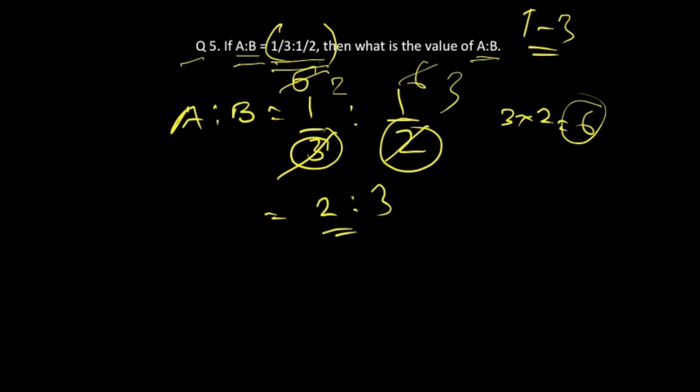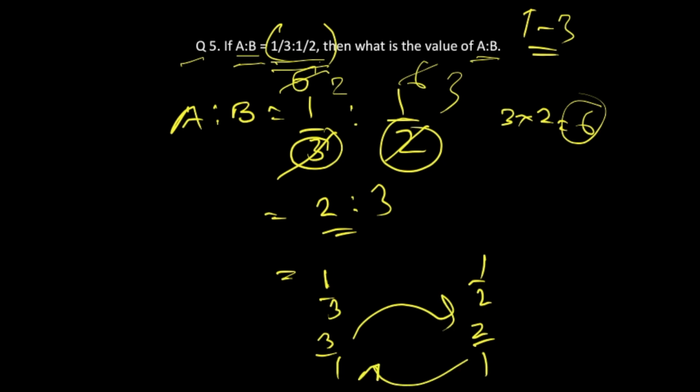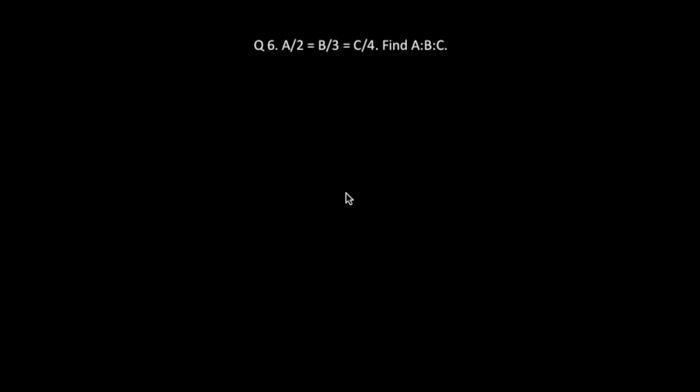This is the shortcut method, but usually what you should ideally be doing is reversing the ratio, reversing the fraction, and then putting it in the original places. So when you reverse the ratio, 1 upon 3 becomes 3 upon 1 and 1 upon 2 becomes 2 upon 1, and then you are replacing it in the original places. So the 2 comes here in place of A and 3 goes in place of B. So the ratio becomes 2 is to 3. This is how you complete the process by reversing the given ratio, right? Let's have a look at the next question.